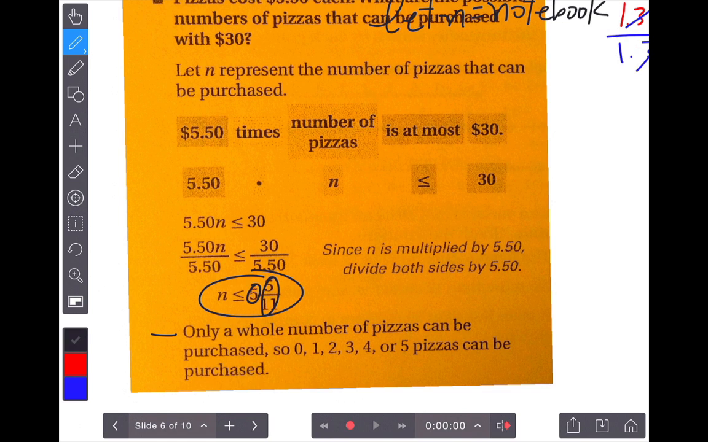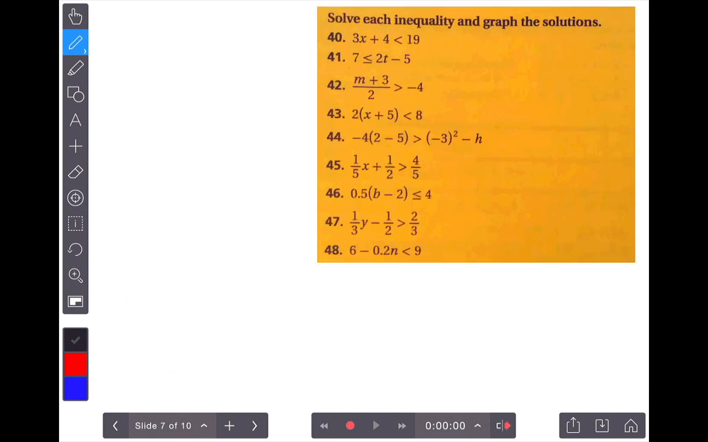So basically, round that down to 5. So you can purchase less than or equal to 5. That's why it said you can buy 0, 1, 2, 3, 4, or 5 pizzas, just not 6, with that $30. All right, let's go to the number 7.